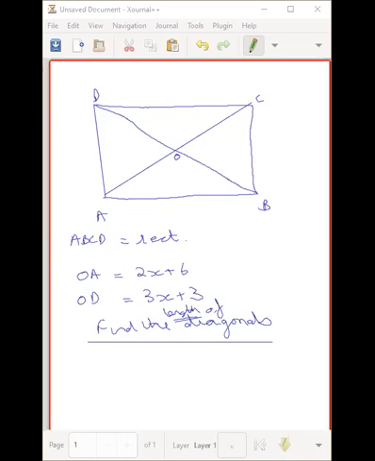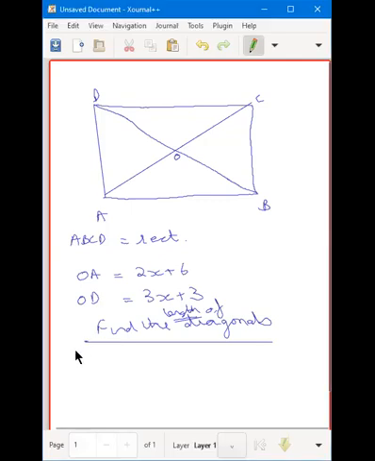Okay, let's solve this. Aryan, unmute yourself. Let's start solving this. What are the properties of a diagonal of a rectangle? The diagonals are equal, and they bisect each other. Yes, sir. So that means all these parts will be equal. So we'll have OA is equal to OD, right?